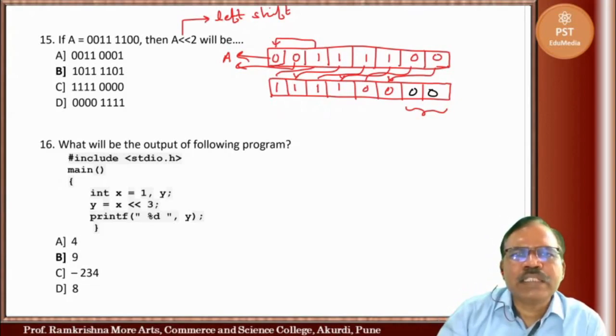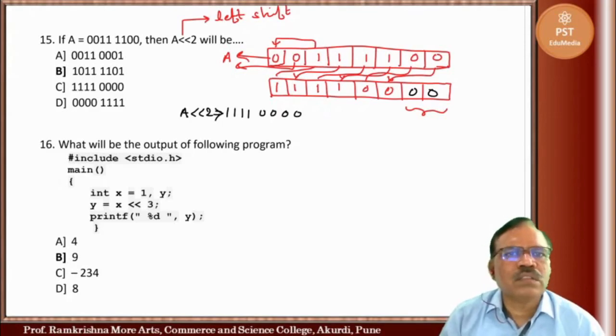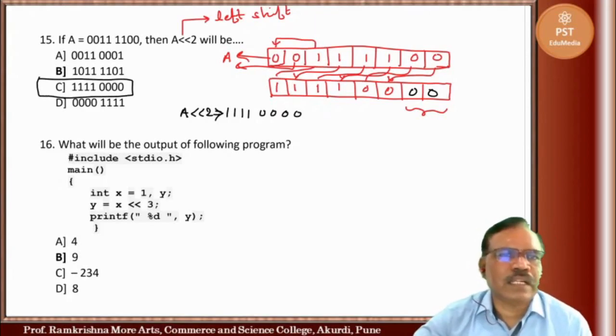So see here, what is the number now? 1, 1, 1, 1, 0, 0, 0, 0. This is A left shift by 2. So here the third one is correct.